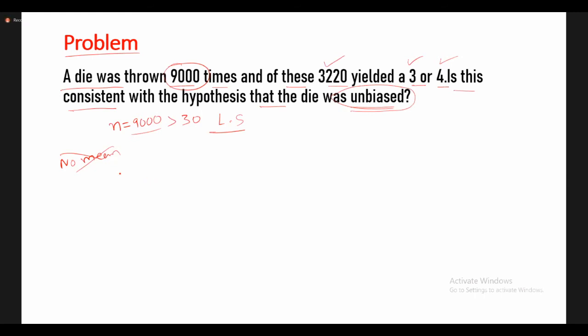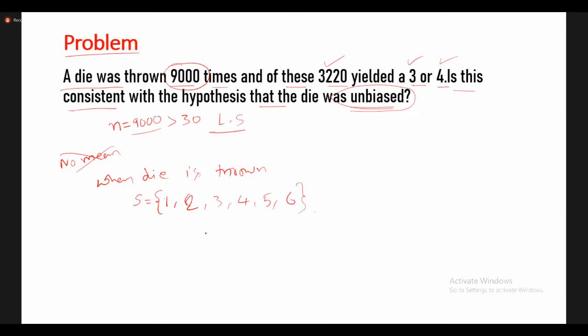And here, tell me, when a die is thrown, what is the sample space? Anyone guess what is the sample space when a die is thrown? The sample space contains how many elements? 6 or not? 1, 2, 3, 4, 5, 6. Yeah, very good.